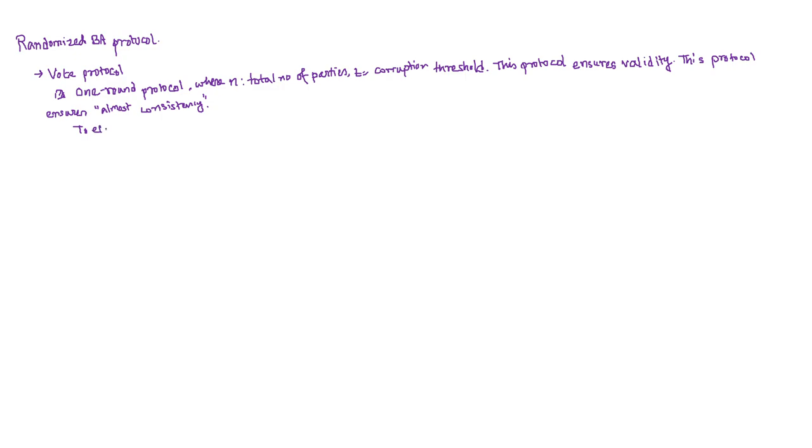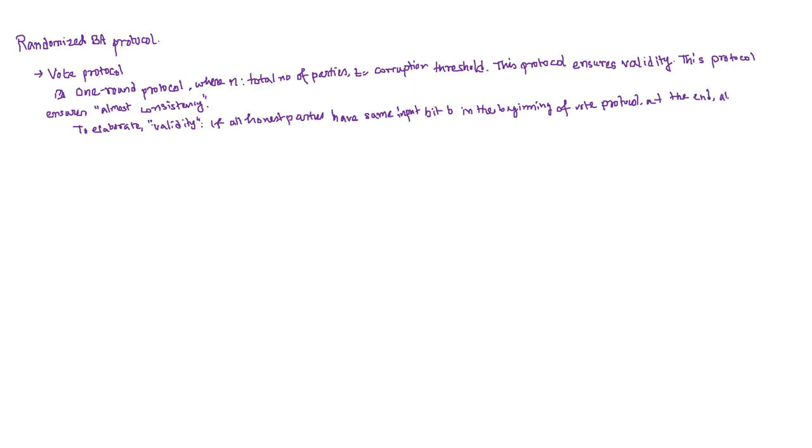To elaborate, validity implies that if all honest parties have the same input bit B in the beginning of the vote protocol, then at the end all of them retain B as the output.